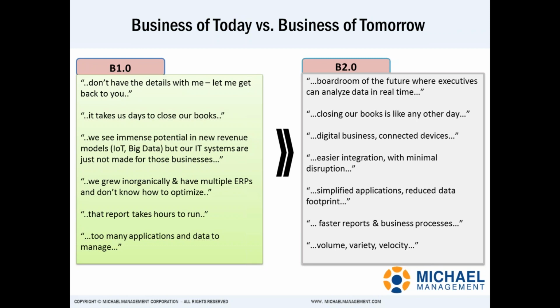We are trying to acquire companies, we're trying to grow inorganically, but when we acquire companies, we also acquire the ERP systems. We have our master data all over the place. Our reporting takes too long to run, and so on and so forth. So these are all the things that you see on the Business 1.0 version today on the left, the typical kinds of challenges that many of you run into at all different points of time.